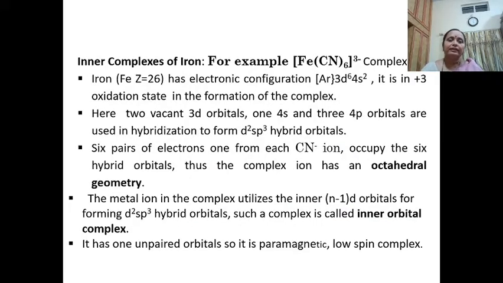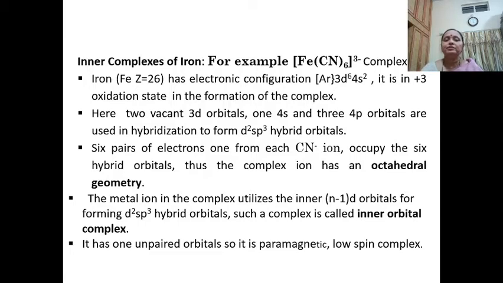Now, in today's class, we shall be going ahead with the complexes of iron, and at present we are going to study the inner complex of iron. One such example for an inner complex of iron is going to be hexacyanoferrate 3 ion. In this case, what do we observe is iron has an atomic number 26.